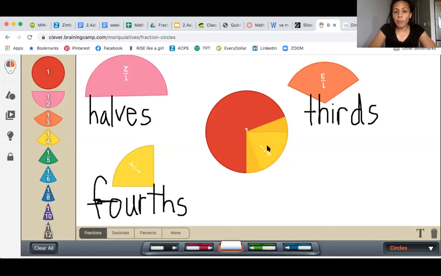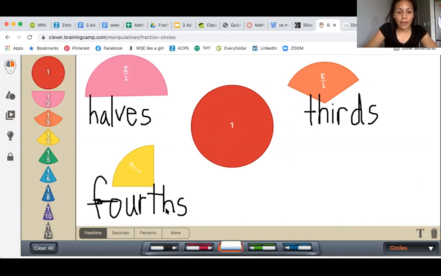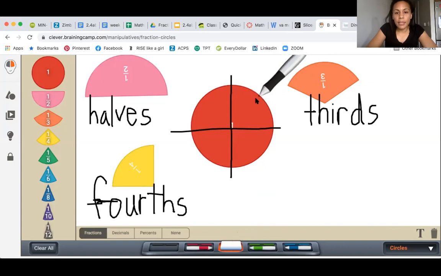Let's do one more. Let's try it. Maybe I can partition this whole into 6 equal parts. Let's see if we could do that. All right, so I'm going to go down the middle, go across, and then this. Did I make 6 parts? 1, 2, 3, 4, 5, 6. Did that work? Are those equal? No, that didn't work.